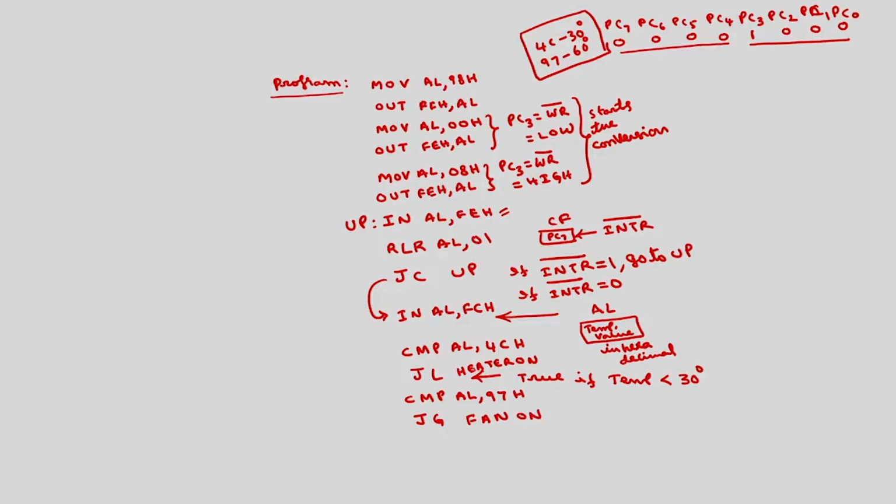Otherwise, if it is greater than 30 and less than 60, you do not have to turn the fan and heater on or off, right. So, you have to do an unconditional jump to the monitoring step. You have to repeat the process.